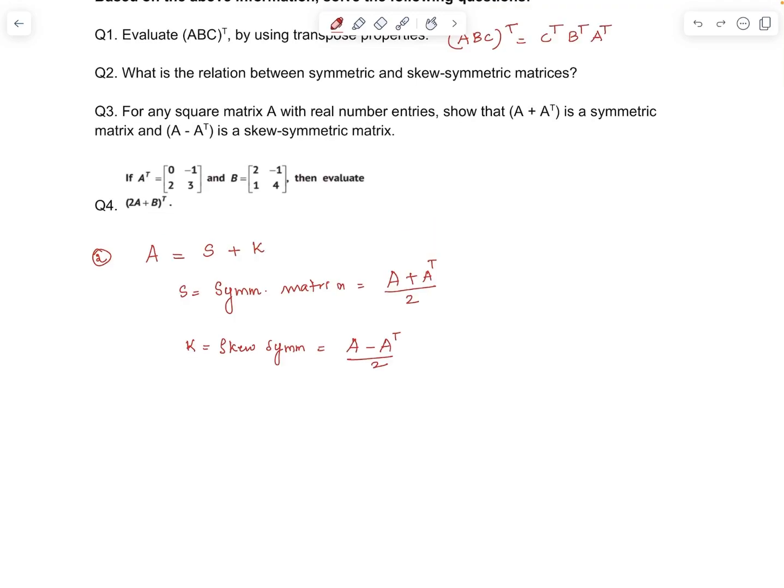Let's write this in the form of a sentence. Every square matrix can be written as the sum of a symmetric and skew symmetric matrix.